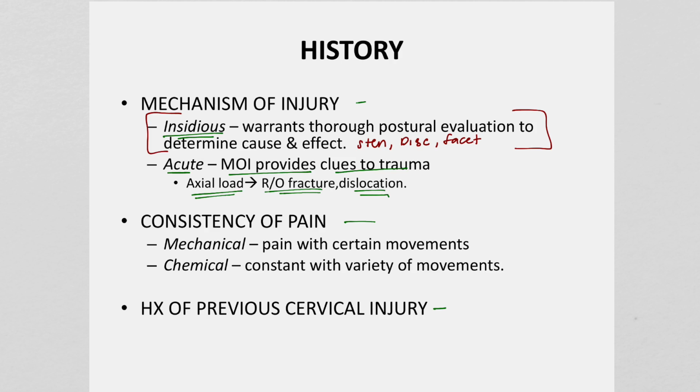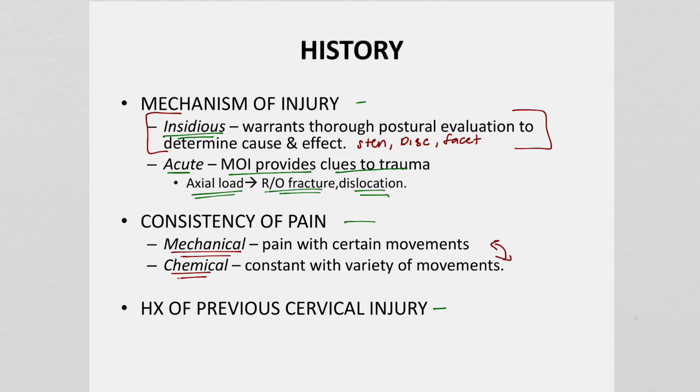In terms of consistency of the pain, there's really two types. There's mechanical and there's chemical. Mechanical is very descriptive in the way that it's defined. Mechanical refers to pain with certain movements. So mechanical pain is one in which when the patient moves, they have pain, but when they are still, they do not, right? Chemical pain, on the other hand, is a constant pain which occurs with a variety of movements, one of which could just be standing upright. So there are differences between the two, right?